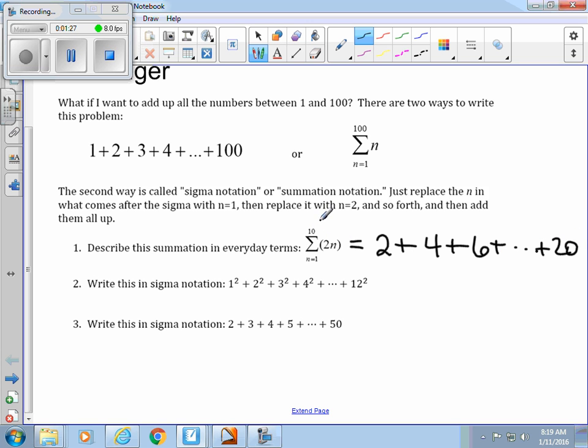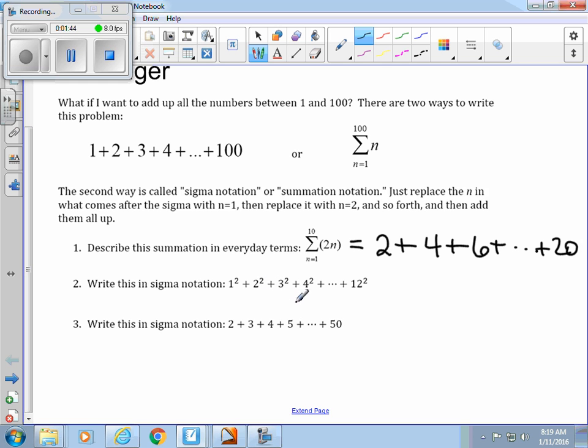I go up to where the n is 10, which means my last number is 20. So in everyday terms, would you agree this is the sum of the even numbers from 2 to 20? That's what it wanted you to do.